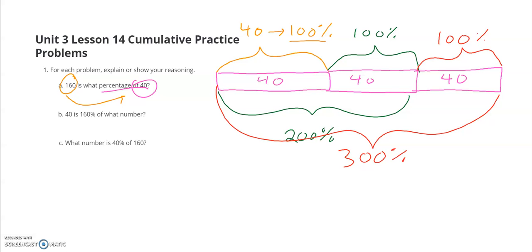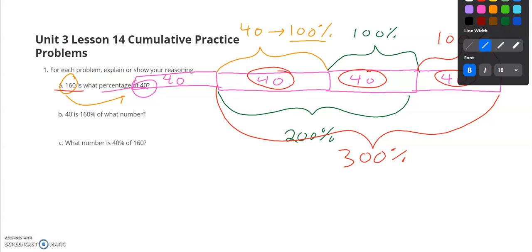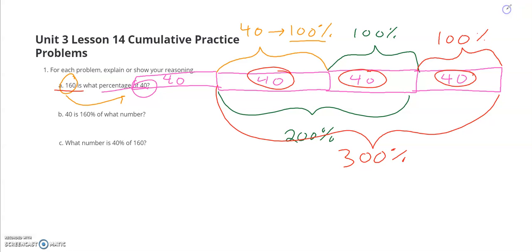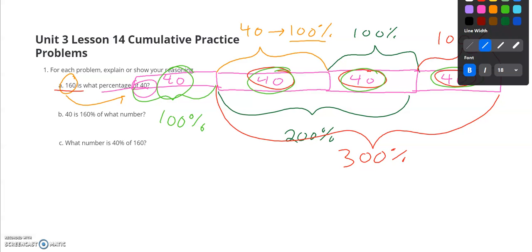And we're at 40, 80, 120. 40 plus 40 is 80, plus 40 is 120. We're trying to get to 160. I didn't draw this very well because I don't have space for another 40, but I'm going to do it anyways. We're going to go this way. This is our last 40. And this 40 is also 100% of 40. And now we have 40, 80, 120, 160.